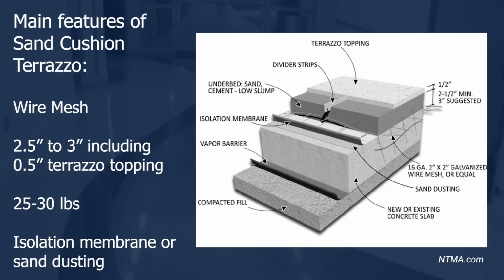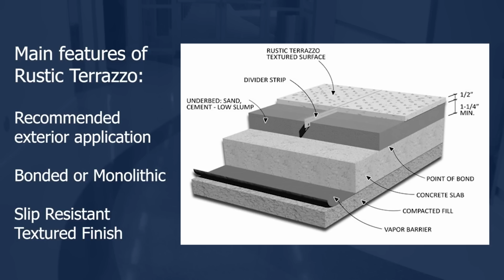Underneath the mud bed is an isolation sheet on top of a 1/16 inch sand dusting, creating a floating floor which allows for horizontal movement in the building, thus practically eliminating the possibility for cracking. Rustic terrazzo is typically an exterior application with a slip-resistant textured finish.